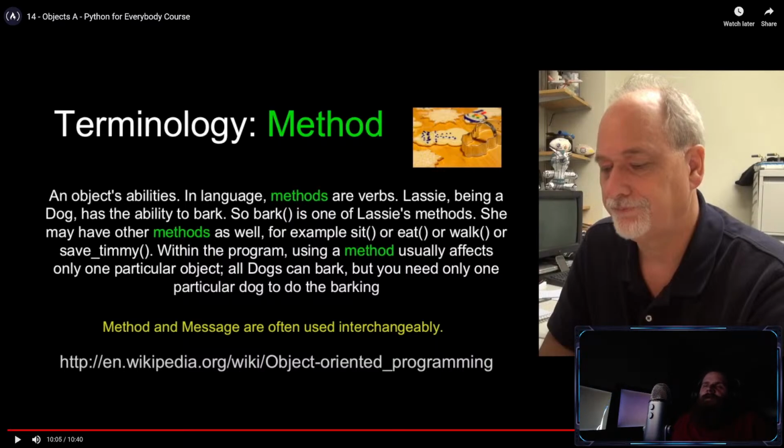A lot of slides. Terminology, method. In objects, abilities. In language, methods are verbs. Lassie, being a dog, has the ability to bark. So bark is one of Lassie's methods. She may have other methods as well, for example, sit or eat or walk or save Timmy. Within the program, using a method usually affects only one particular object.